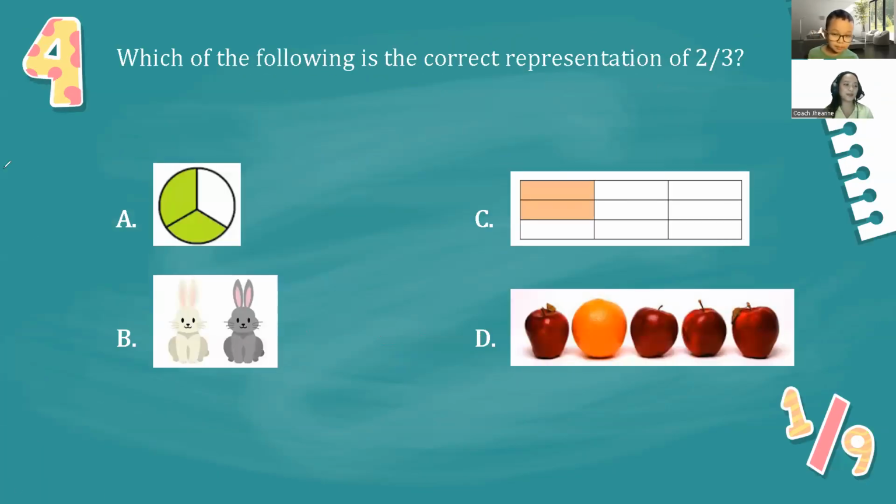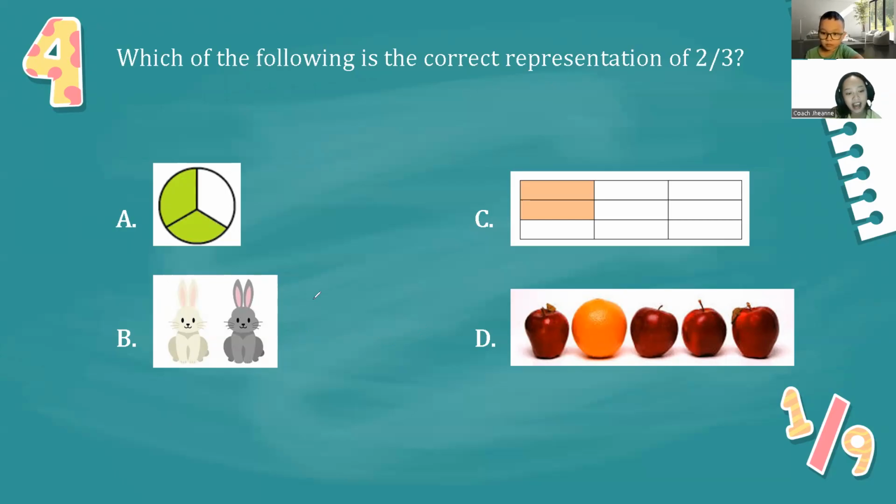Okay, number 4. Which of the following is the correct representation of 2/3? Which do you think of these illustrations, these choices, is the correct representation of 2/3? Okay, it is A. All right. This A is a circle with 3 divisions, and 2 of these 3 divisions are shaded, so that is the 2/3.